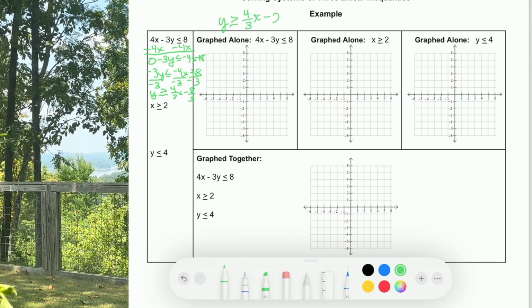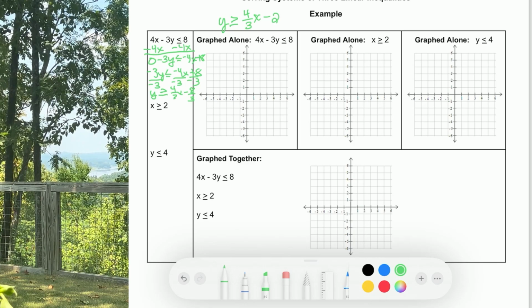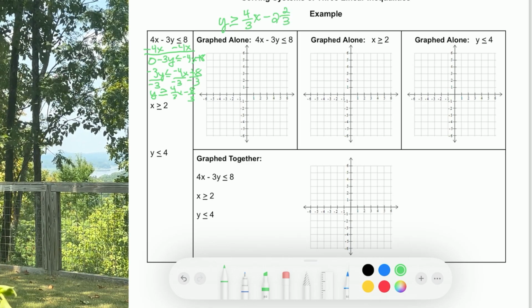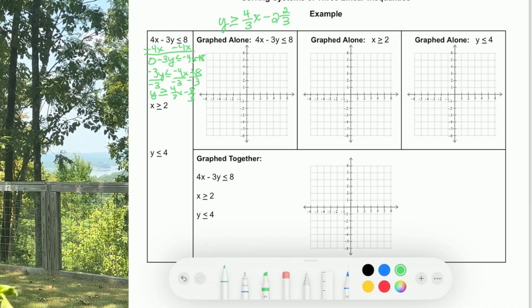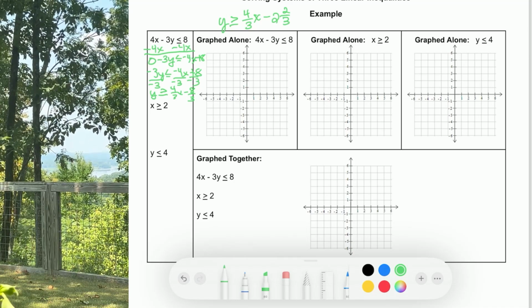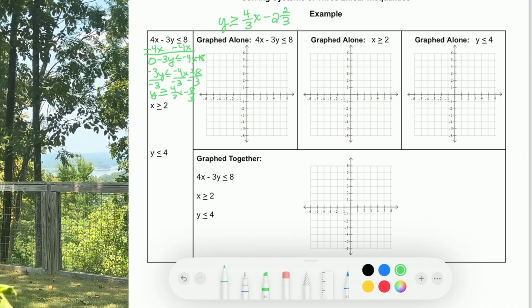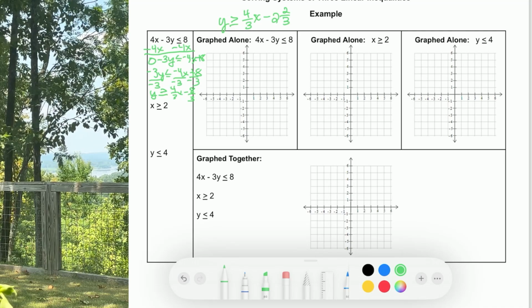Okay, so that 8/3 becomes, for graphing purposes, just so we can graph it, 2 and 2/3. 3 goes into 8 2 times. We have 2 left over. That's our new numerator. And then we, of course, keep the denominator. All right, let's go ahead and graph this one.